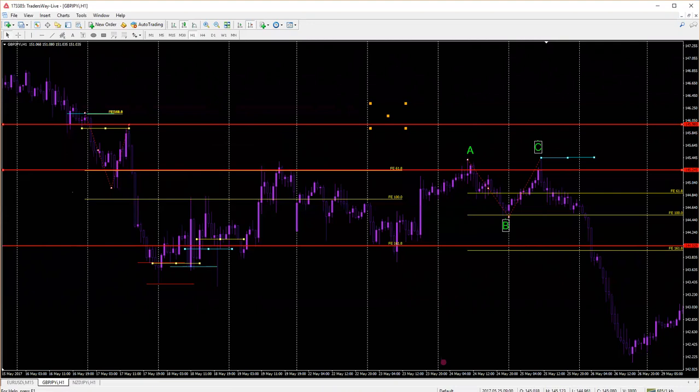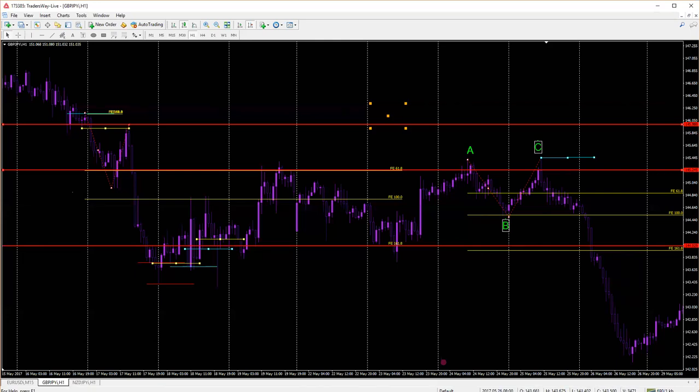So now what I want to see is this market come down and hit take profit 1 before I even think about entering this trade. Hit take profit 1, bounce off of it, and then put a sell stop in the zone here.